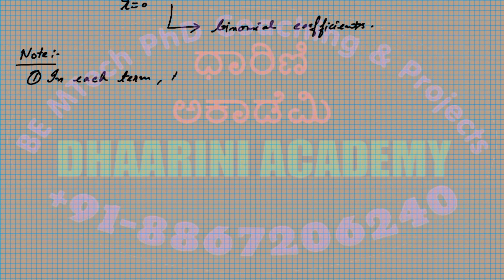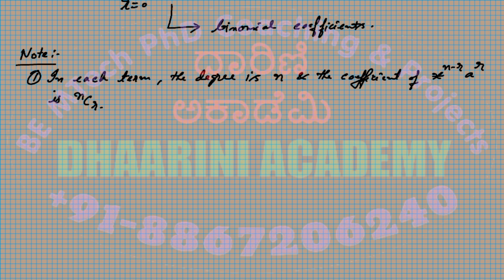In each of the terms, the degree of each term is nothing but n. And the coefficient of x to the power n minus r into a to the r is ncr. What is ncr? We can expand this. This is nothing but n factorial divided by r factorial into n minus r factorial. Already we know this, so any coefficient I want to find, I can calculate.